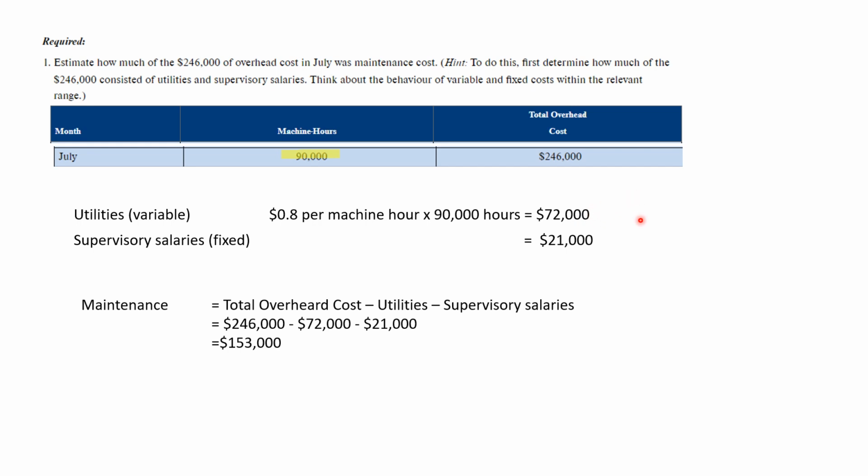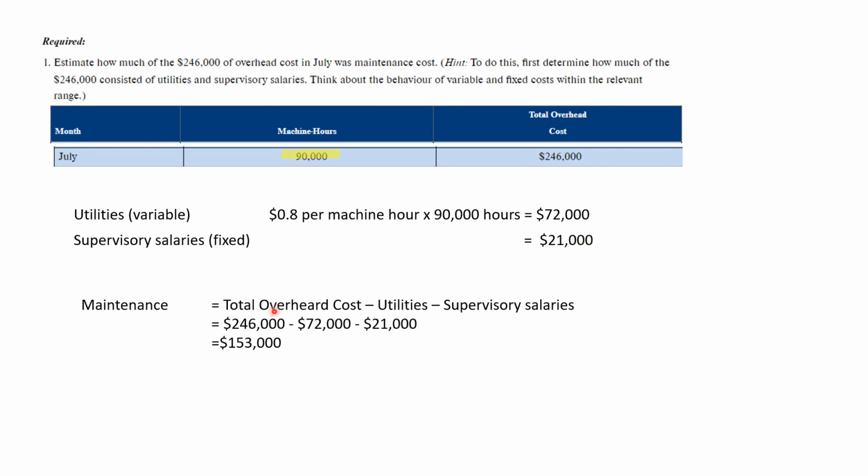So that's our first part. Next, we also talked about how our supervisory salaries were fixed. So that means it's going to be $21,000 no matter what the machine hours. So we can just bring forward this amount. We know it's going to be $21,000. And so since we know all but one of the components, we can rearrange our formula.